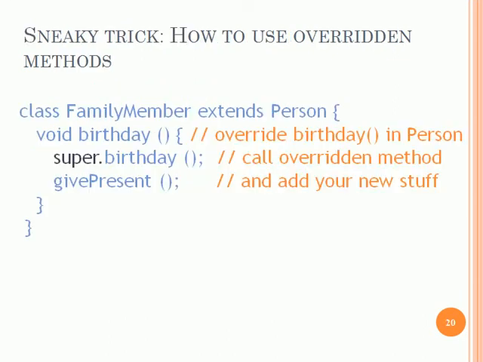How to use overridden methods? Here class FamilyMember extends Person, and it has a birthday method. So here, with overriding, super dot calls the overridden method.